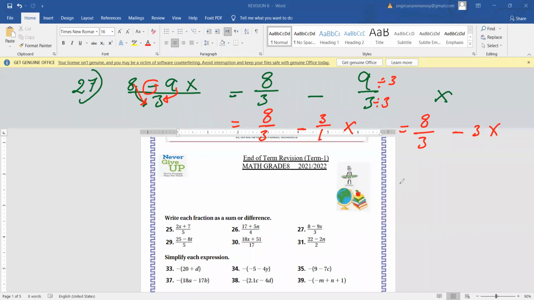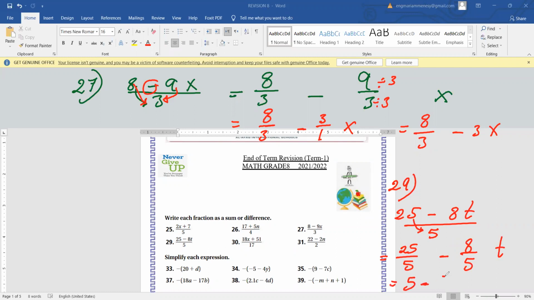Alhamdulillah, how are you? Number 29. 25 minus 8t over 5, we will distribute: 25 over 5 minus 8 over 5t. 25 over 5 equals 5, and then 8 over 5 as it is, no simplify. Do you understand this, my dear?